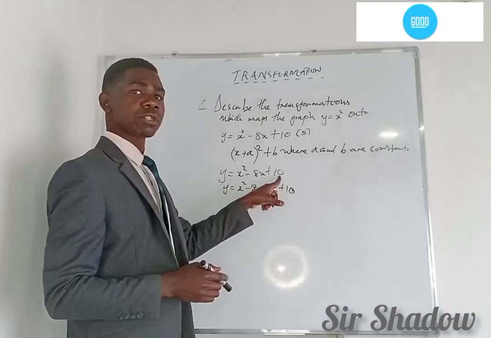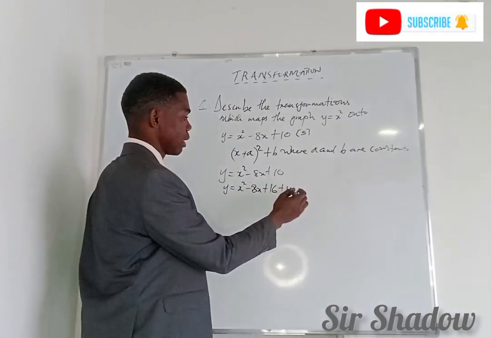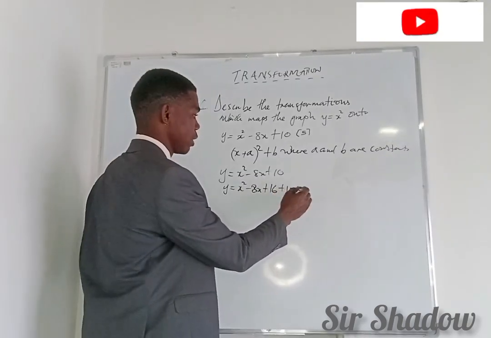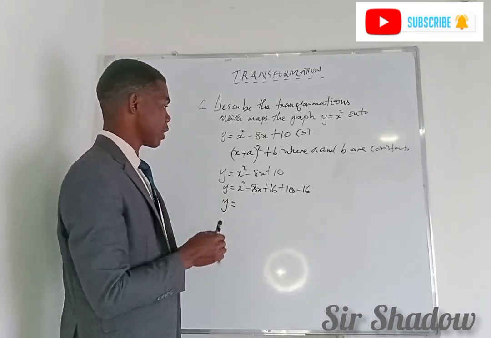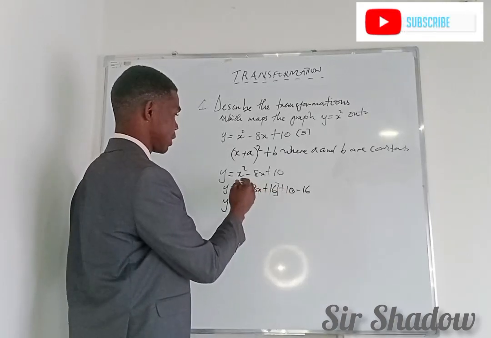Then for this one, we have to subtract half the coefficient of x, squared. Half the coefficient of x is minus 4. Minus 4 squared is 16. Subtract 16. So y equals, then we have this one. Then let's consider this part.